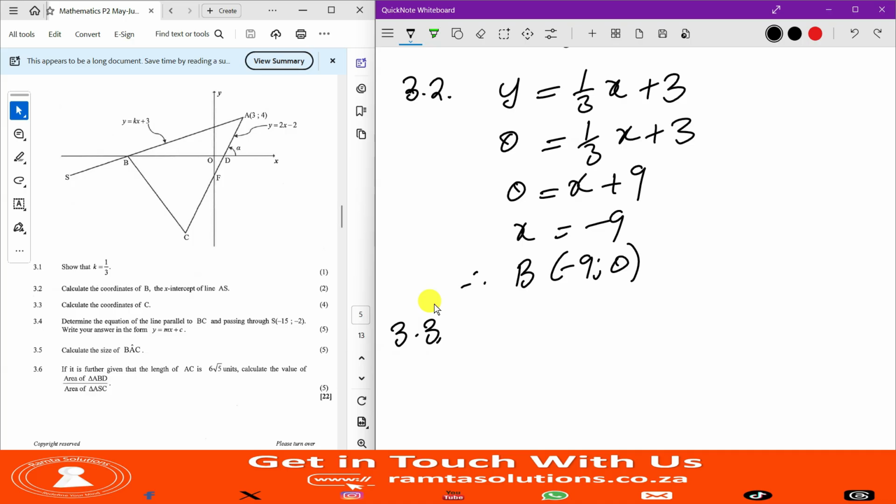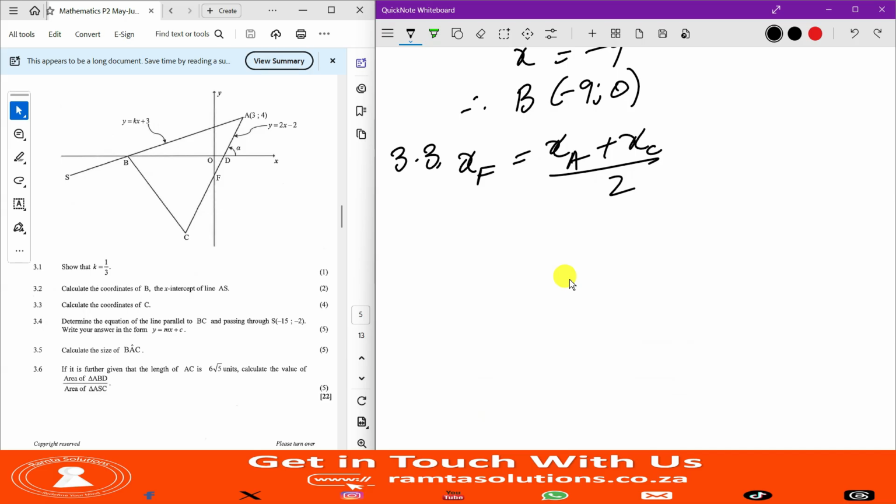Okay, it says calculate the coordinates of C. One thing you should remember is that they said F is the midpoint. Since F is the midpoint, using the midpoint formula, x of F equals x of A plus x of C all over 2.